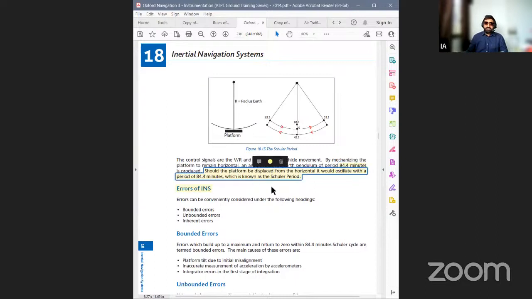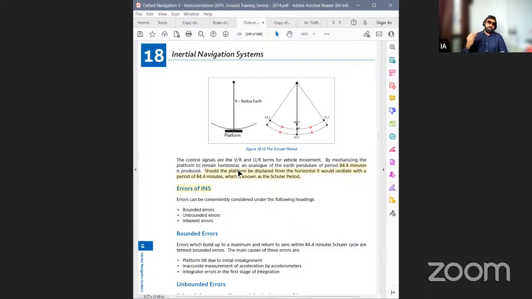This effect can impact the movement of an aircraft on Earth when it's traveling over the surface, because an aircraft, as it travels from surface to surface, can behave as a pendulum as well. So Schuler period 84.4 minutes, and it is required to maintain the platform horizontal because of this impact, which we are able to maintain.